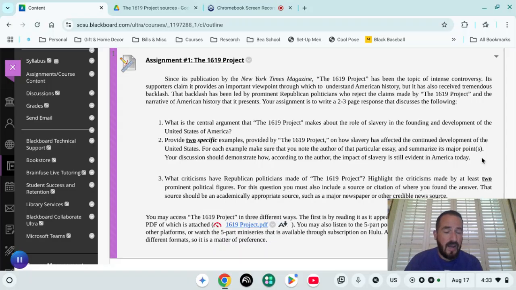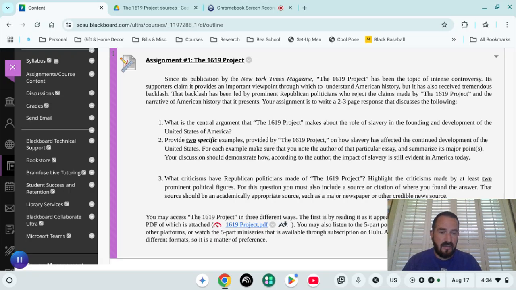As promised, I wanted to provide a brief walkthrough of assignment number one. I won't be doing this for the other assignments, but this one, because of the source that you will be using, is just a little bit complicated. The assignment is about the 1619 project.